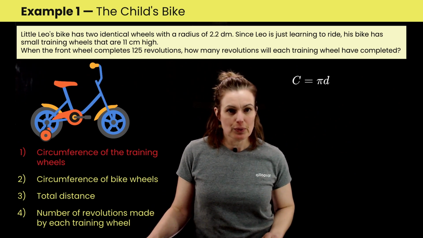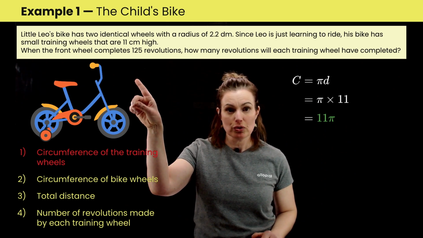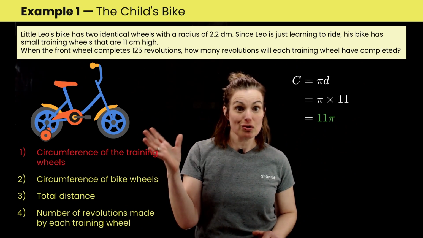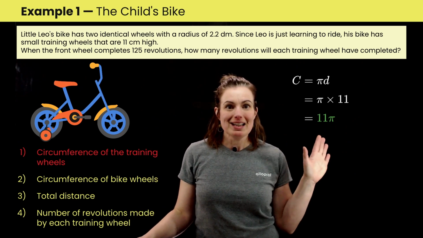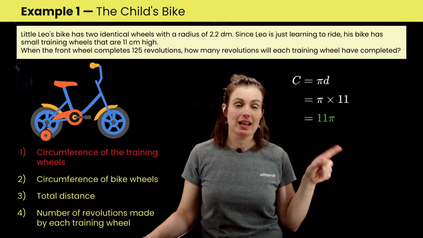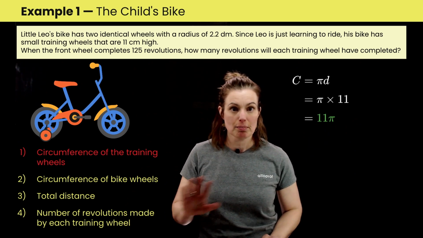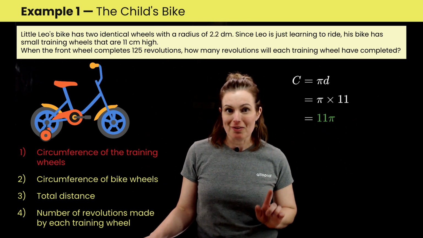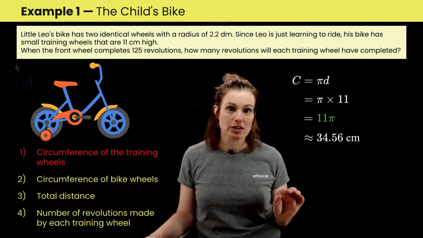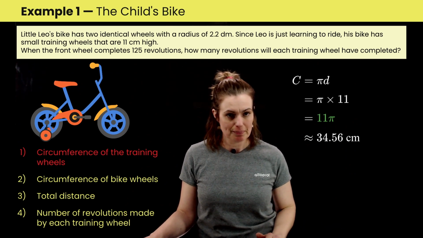In this case, we're going to use pi times diameter because we're given the height of the small training wheels, 11 centimeters high. That would correspond to the diameter of those little training wheels. I'm going to leave the 11 centimeters as is, because I want to work in centimeters here. So pi times 11 gives me 11 pi. If I stop here, I've left my answer in terms of pi, and that is perfectly acceptable. But if I want to go a little further, I take 11 and multiply it by the decimal value of pi to give me approximately 34.56 centimeters. So the circumference here is 34.56 centimeters.